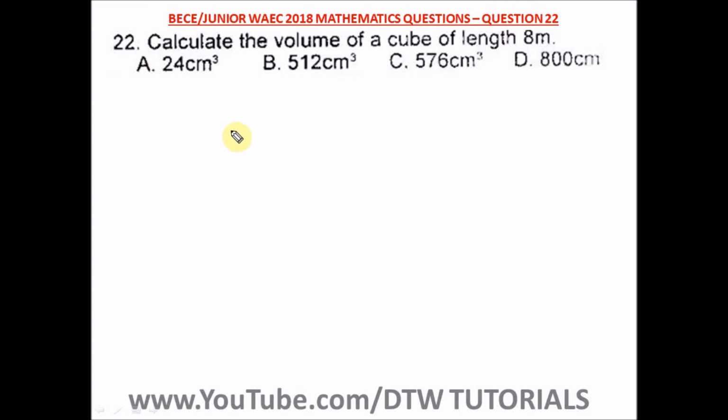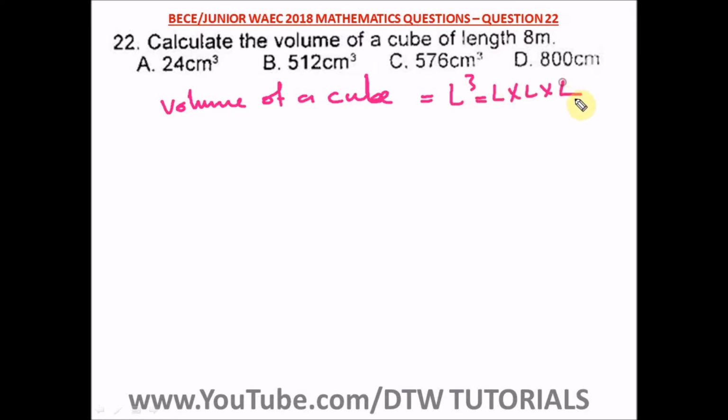Question 22 of the BECE Junior WAEC 2018 Mathematics Past Question. That's your OBJ question 22. It says, calculate the volume of a cube of length 8 meter. What's the volume of a cube? I hope you remember the volume of a cube. It's simply L cube, that is L times L times L.